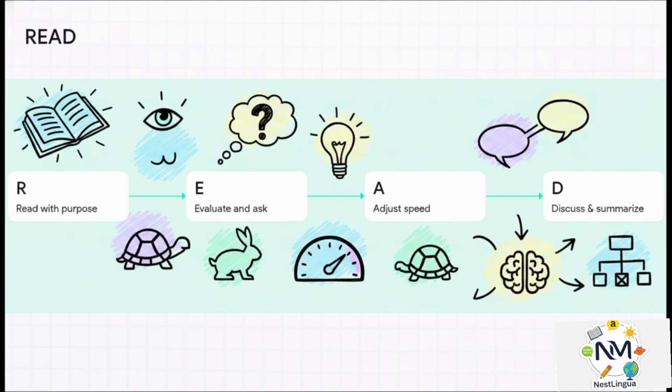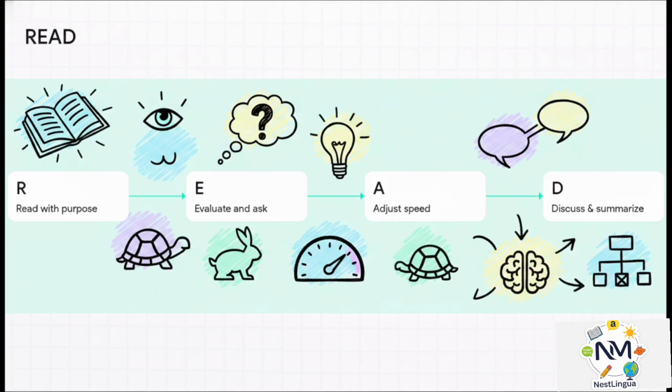Now for the second half, the word read. R is read with a purpose. Knowing why you're reading totally changes how you read. E stands for evaluate and ask questions. Asking why and how makes your learning so much deeper.